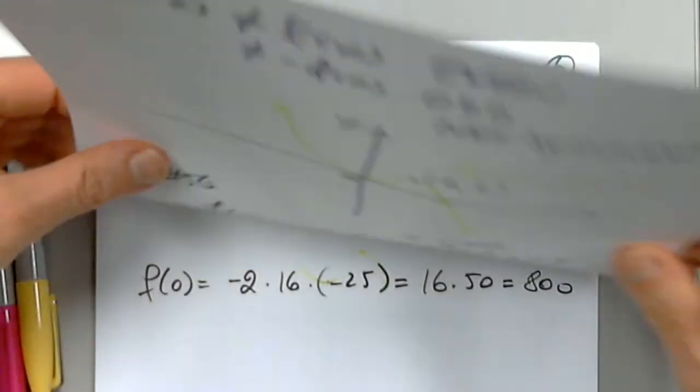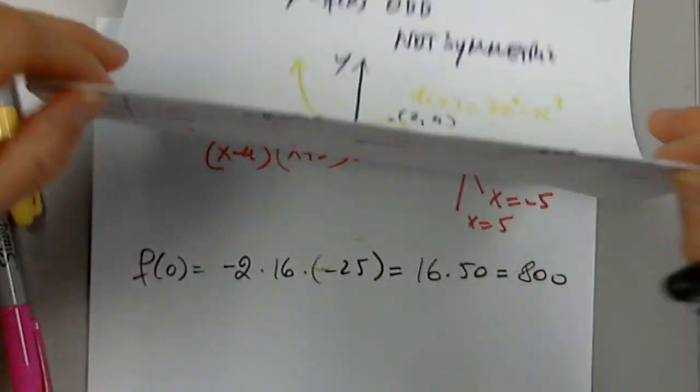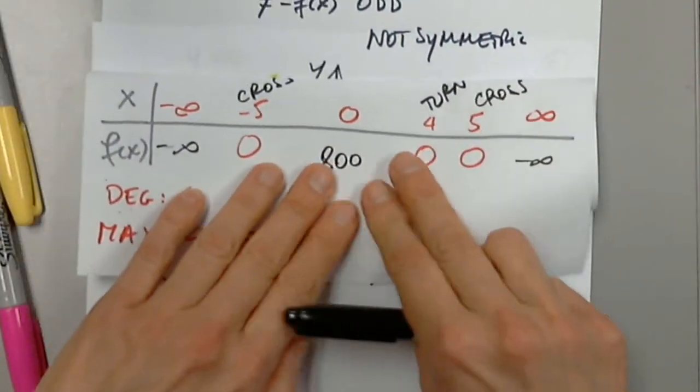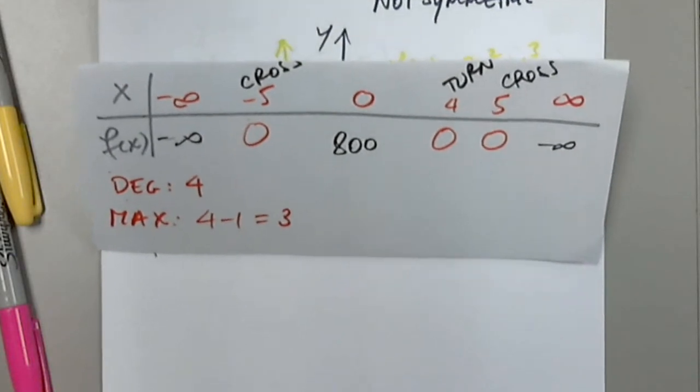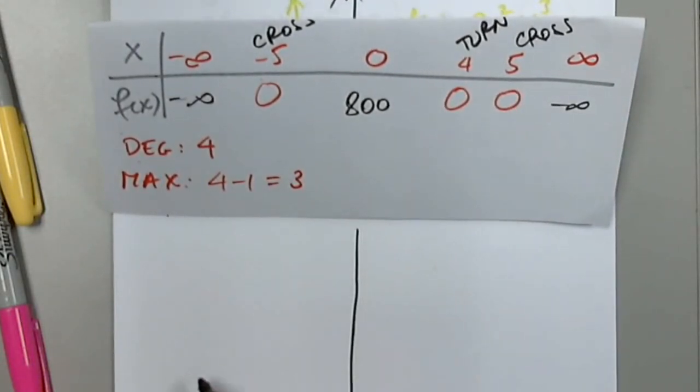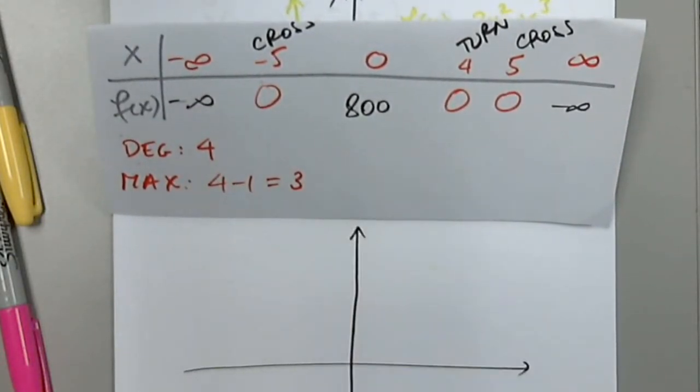So let's see the graph. Here it is. That's all I need. Nothing else matters because I have summarized everything in the chart. Okay.